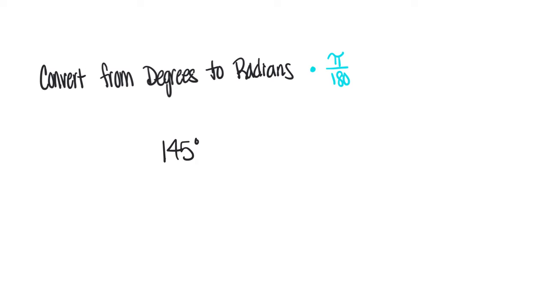When converting from degrees to radians, you're going to want to multiply your angle measure by pi over 180. So here we have 145 degrees. We're going to go ahead and multiply that angle measure by pi over 180. I'm going to go ahead then and convert this 145 into a fraction so that way I can easily see the multiplying straight across.